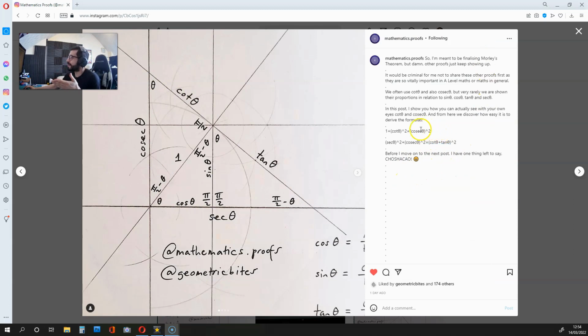So I've shown you how to get this formula over here and also this formula over here. If you'd like to, you could even get cos²θ plus sin²θ is equal to 1², which is very popular.